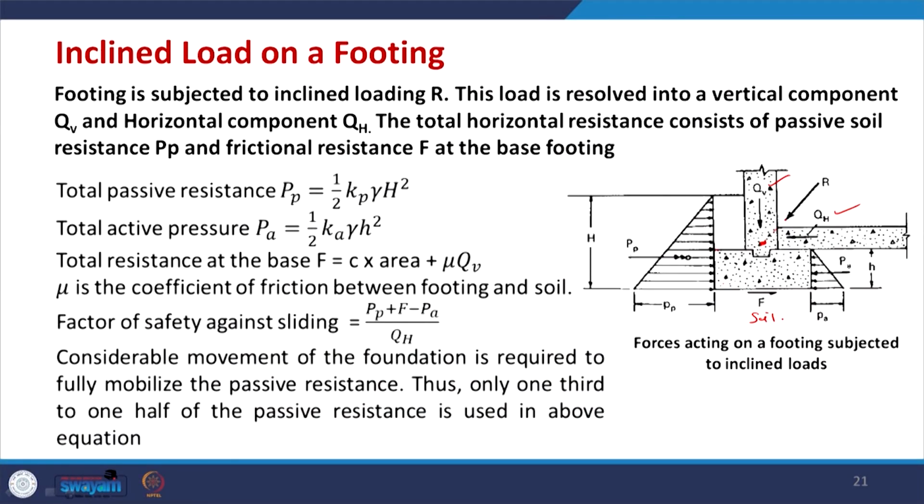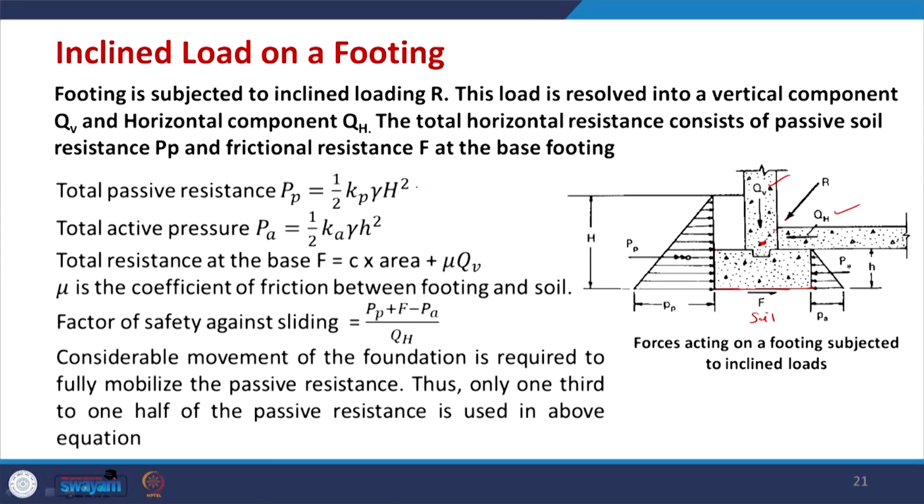Then, at the interface between footing and the soil below, you have a friction force, and this friction force depends on the coefficient of friction between soil and footing. So, ultimately, what are the forces which are acting? Total passive resistance, which is acting in the positive x direction, is given by the relation Pp equal to half Kp gamma h square, and total active pressure is given by this. Kp and Ka you already know: Kp is the coefficient of passive earth pressure and Ka is the coefficient of active earth pressure.